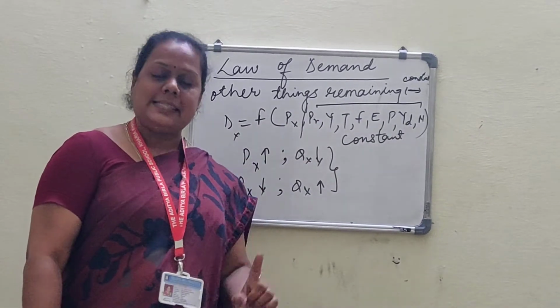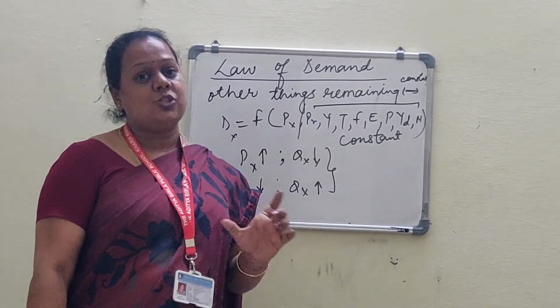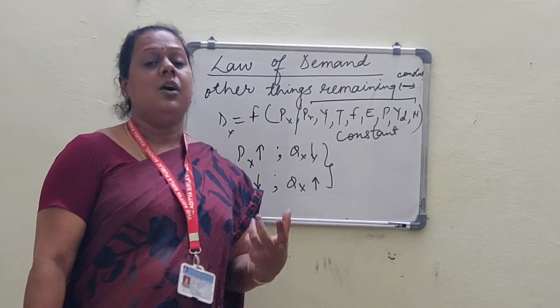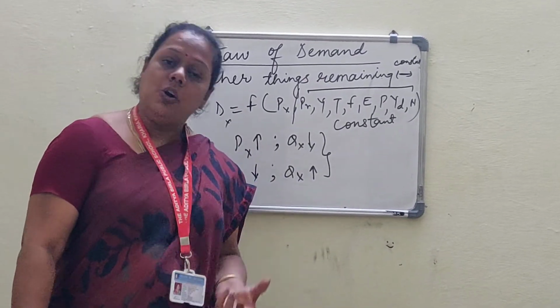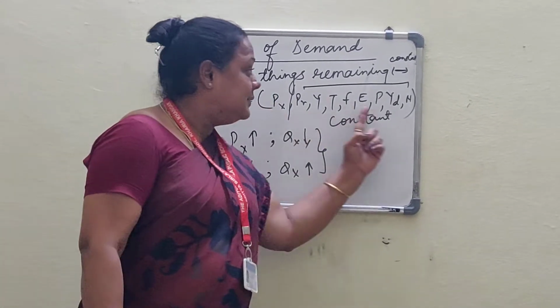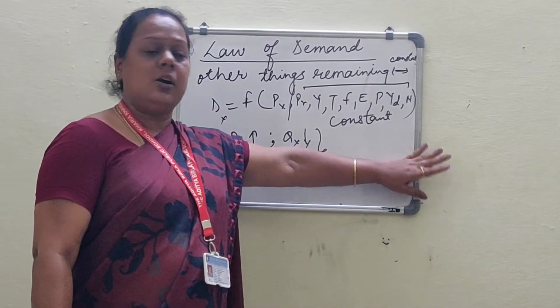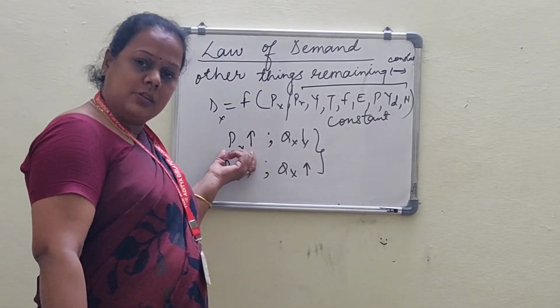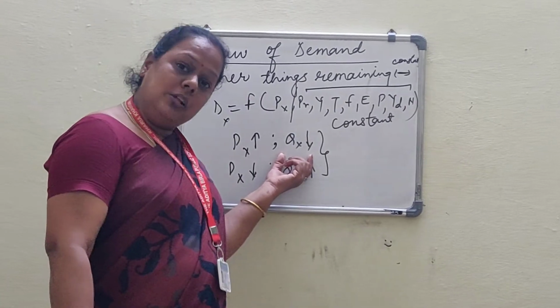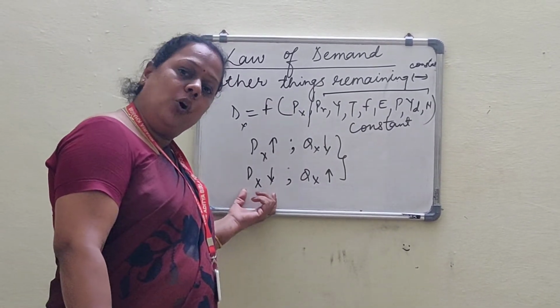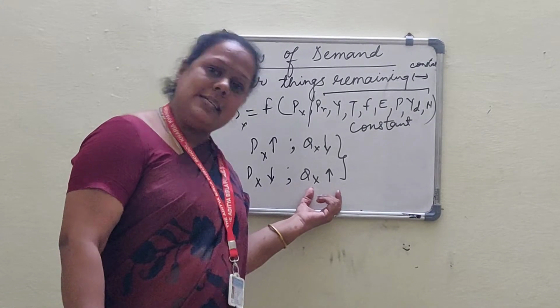Law of demand states, students, and this language has to be in your mind, in your veins. What is the law of demand? Law of demand states that, other things remaining constant, when the price of the commodity rises, the quantity falls. When the price of the commodity falls, the quantity rises.